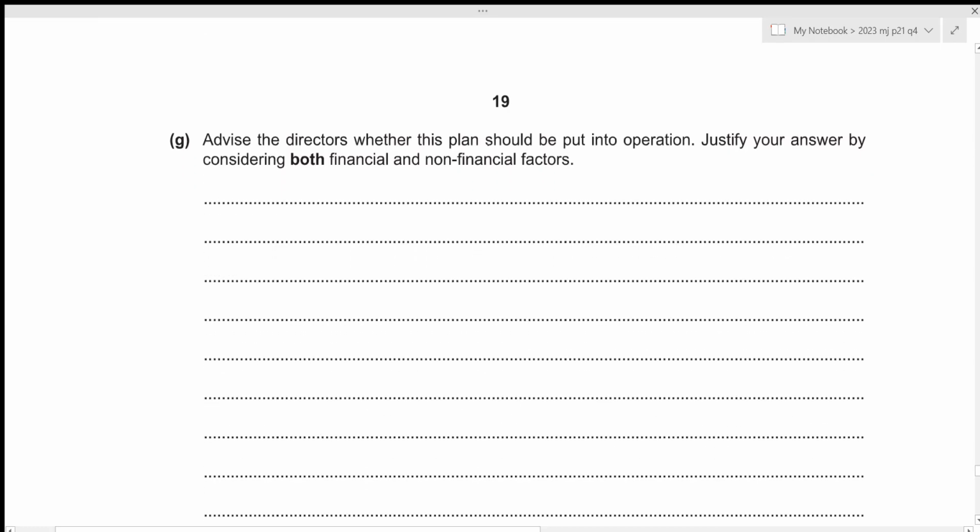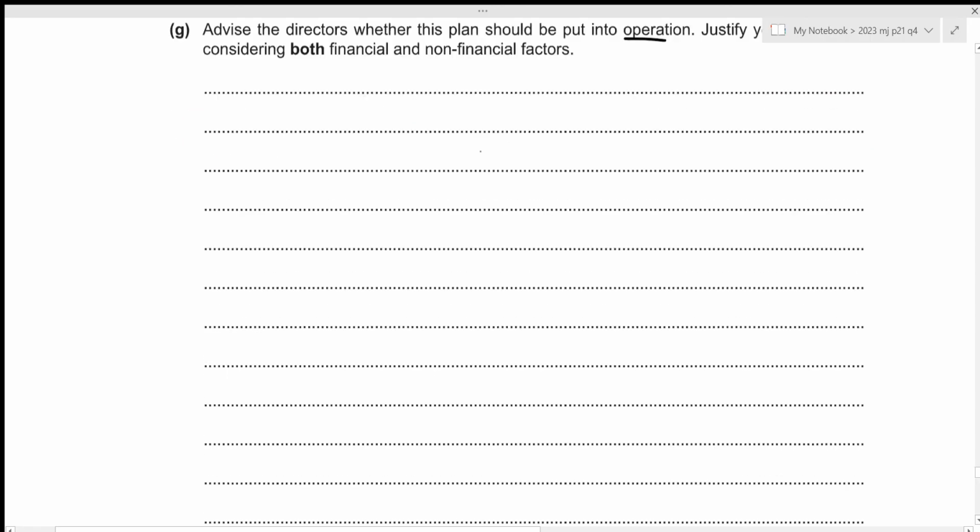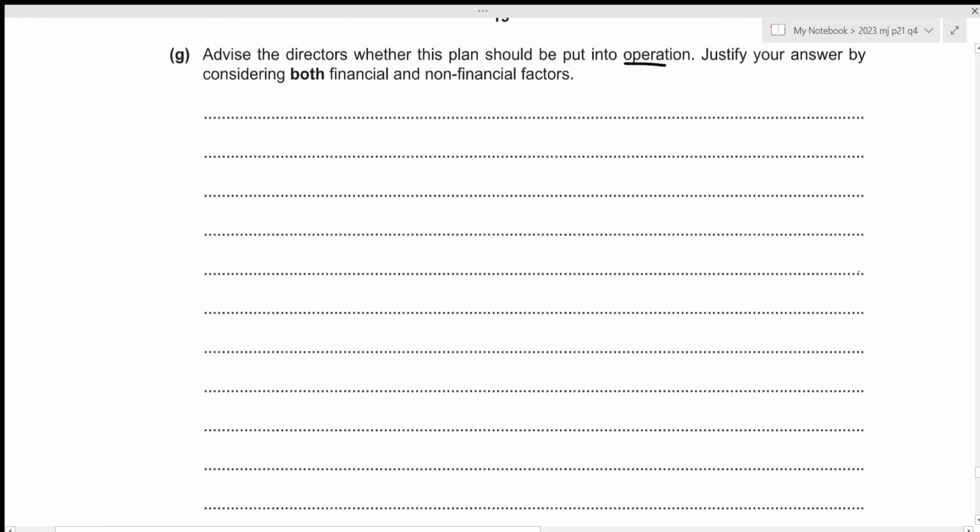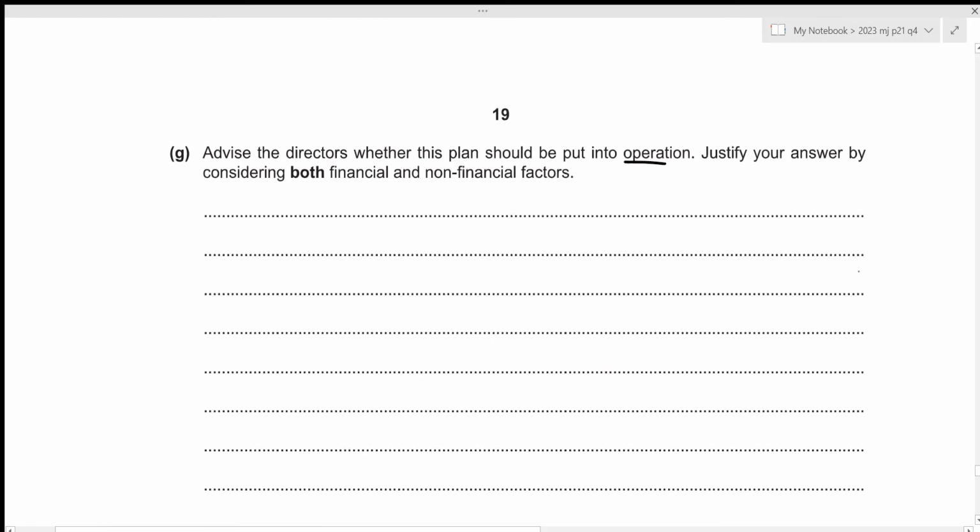We now need to advise the directors whether this plan should be put into operation. We need to justify our answer by considering both financial as well as non-financial factors. And we're given 7 marks. So we need to write down at least 6 justifications.